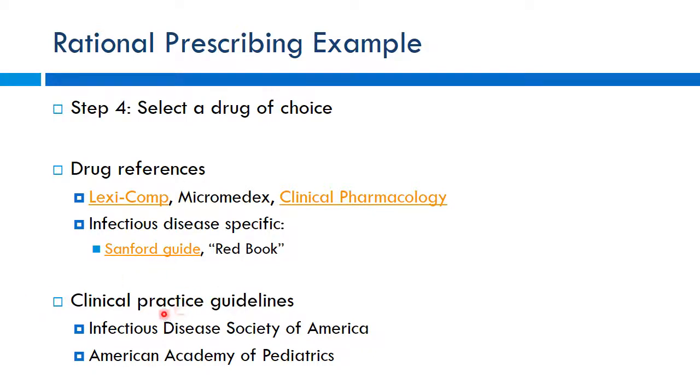But clinical practice guidelines are huge. So in this case of treating acute otitis media, we would look at things like the Infectious Disease Society of America. We'd also look at places like the American Academy of Pediatrics, right? Because they would be more focused on this being primarily a pediatric condition. They would potentially have guidelines as well.